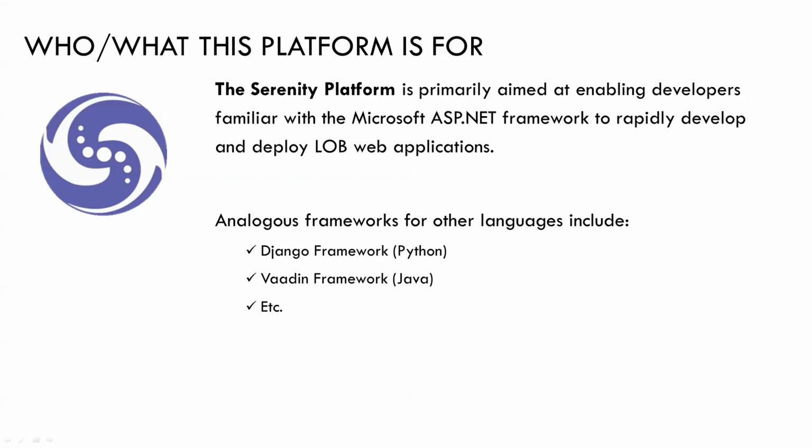Analogous frameworks from other languages include the Django framework from Python. Now again, doing LOB applications is not the only thing Django is good for, but it's one of its many uses. Also the Vaadin framework in Java, although Vaadin tends to be heavier on the reporting side. However, it does have functionality to support line of business, I believe. And what other frameworks are out there?